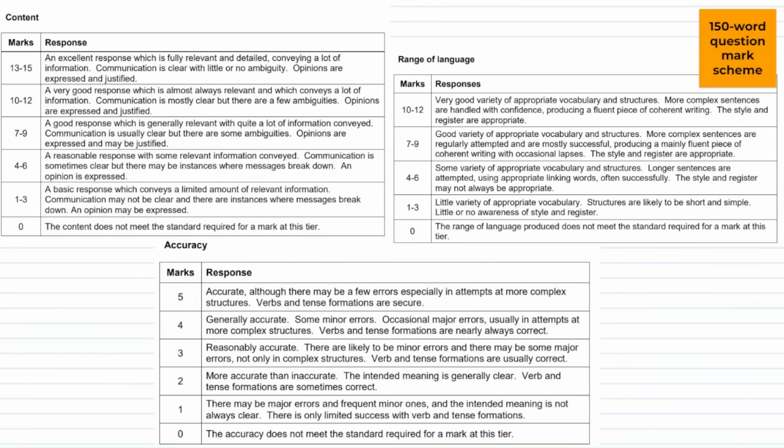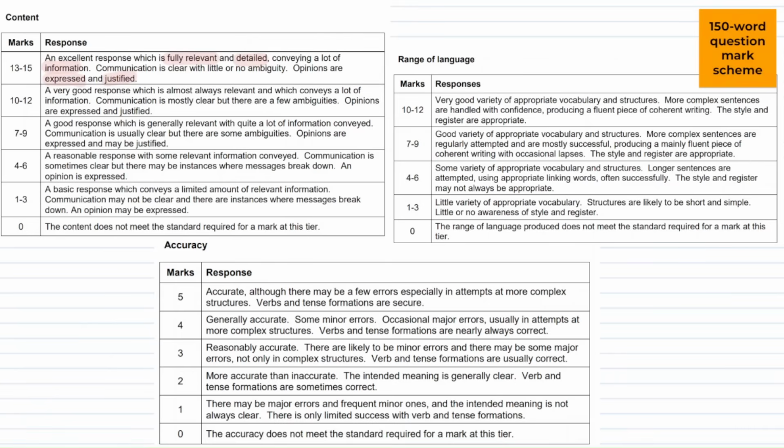The 32 marks at AQA come from these 3 categories: content, range of language, and accuracy. To get in the top mark band for content, you need an excellent response which is fully relevant and detailed, conveying a lot of information. Communication must be clear with little or no ambiguity, and opinions are expressed and justified.